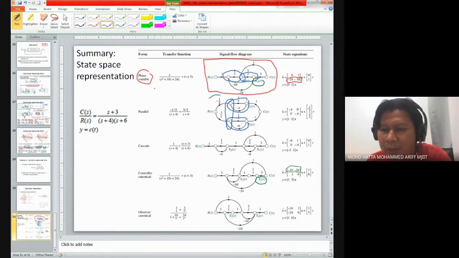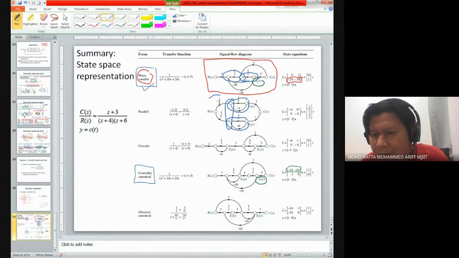I just showed you all the types of state space form. However, in our course, as I mentioned earlier in the class, we only tackle these two forms, where you learn how to come up with a phase variable form of a state space model, and later on convert it or represent it in another form known as controller canonical form.